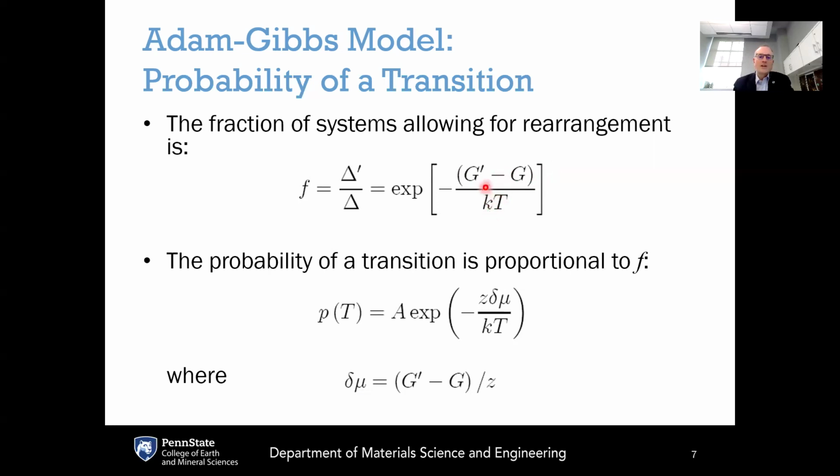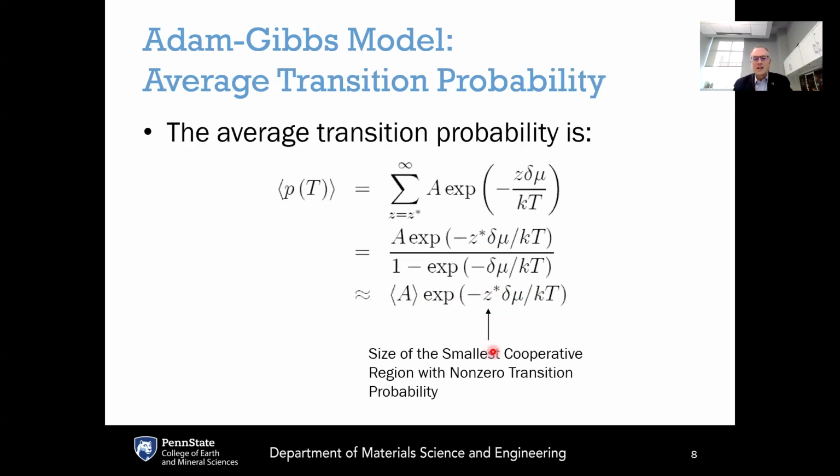And then this difference of the Gibbs free energy here can be expressed in terms of the chemical potential difference between those two states. The chemical potential difference here is delta mu, and then the size of the region here is Z. What this means then is that the probability of being able to make a transition, or the probability of being able to have viscous flow, is proportional to f, the fraction of systems that allow for rearrangement. This probability, P, is a function of temperature, T, and is equal to some constant here, A, times the exponential of minus size, Z, times the chemical potential difference, delta mu, over kT.